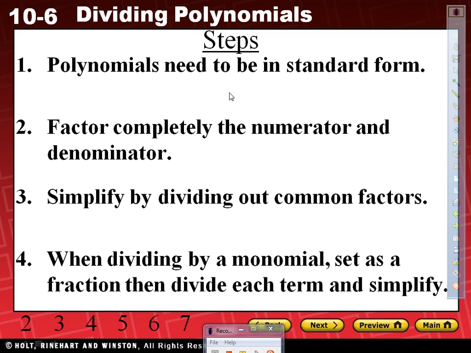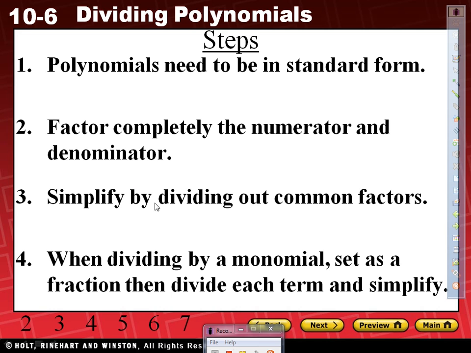Tell your neighbor step 1. Step 2, factor completely the numerator and denominator.